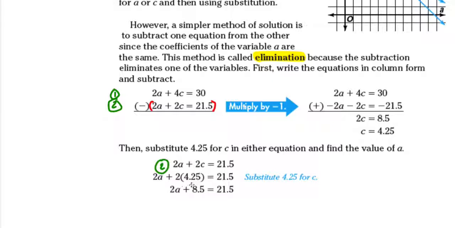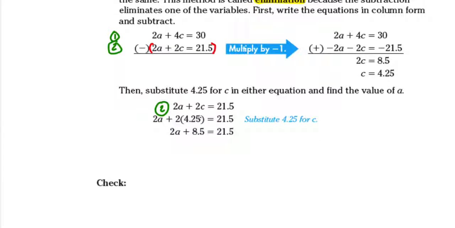Simplify, 2 times 4.25 becomes 8.5. Subtract that from both sides, you end up with 2a equals 13, and divide both sides by 2, you end up with 6.5. So that means the value of a will be 6.5. The value of c will be 4.25. Meaning that the adult ticket is $6.50, and the child ticket is $4.25.